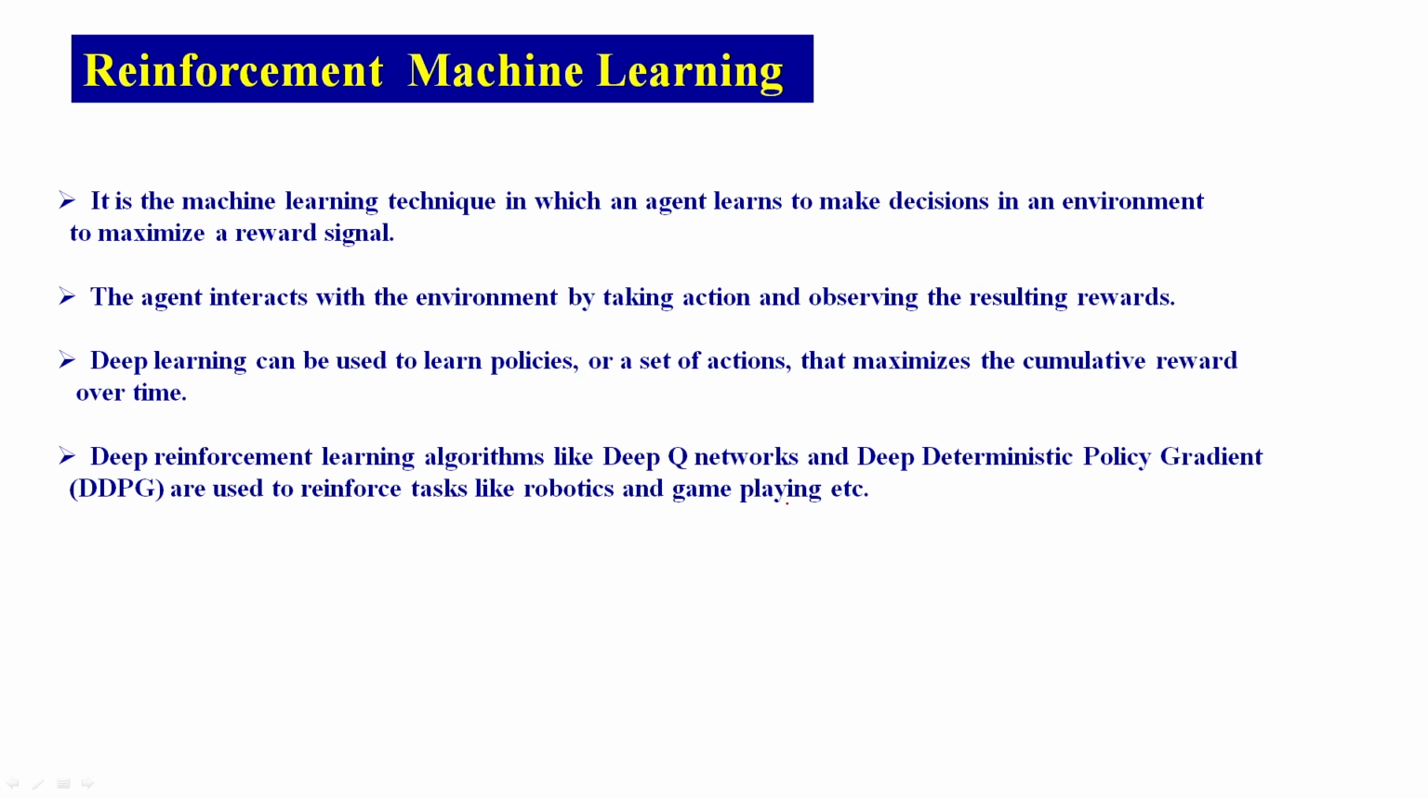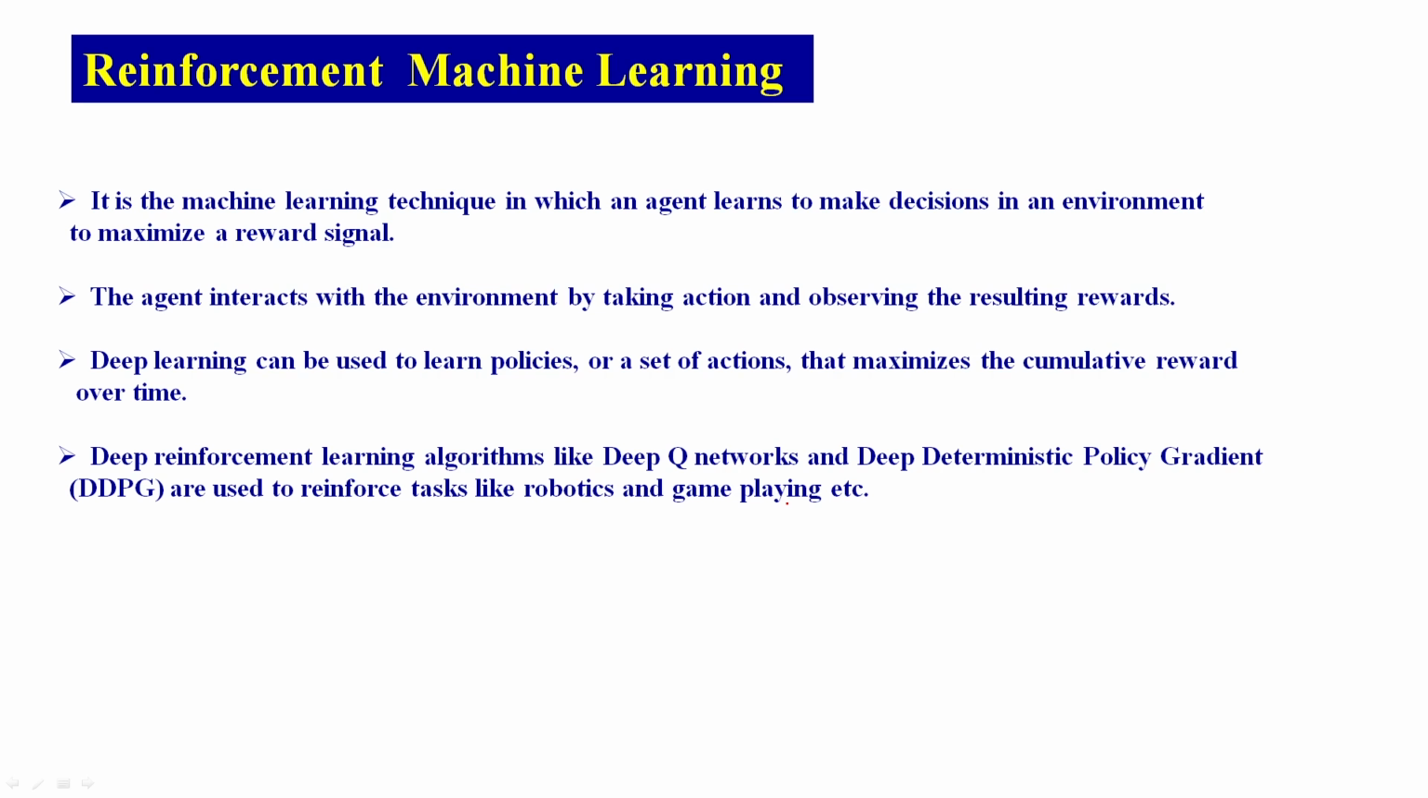Okay. What is reinforcement learning? It is a machine learning technique in which an agent learns to make decisions in an environment to maximize the reward signal. It is an agent which learns. An agent will interact with the environment by taking some actions and observing the resulting rewards. And deep learning can be used to learn policies also. That is how, because an agent can learn policies of certain governments, policies of certain other things like companies can be learned also, that can maximize the cumulative reward.